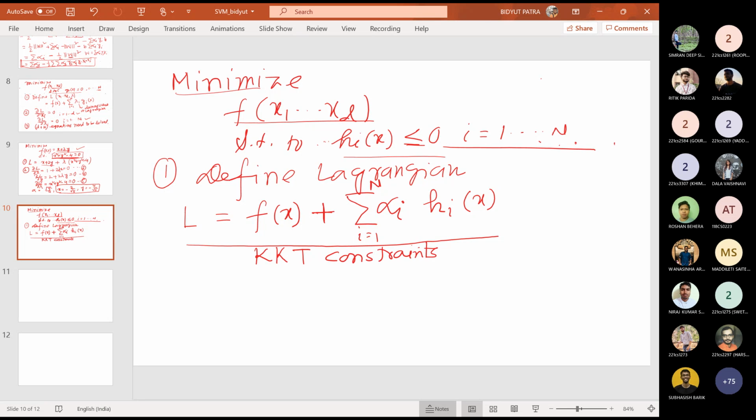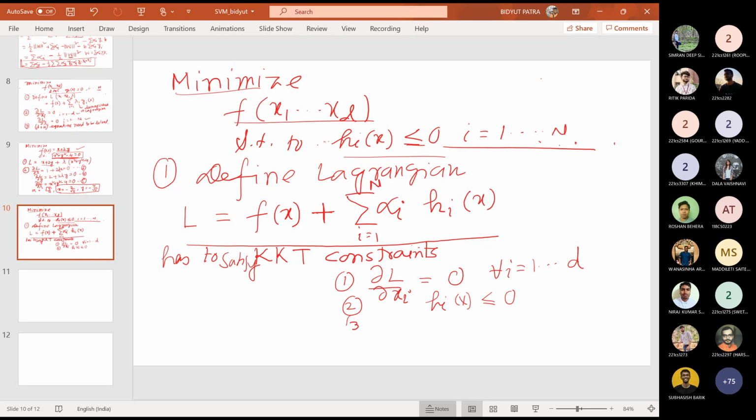So this has to satisfy the KKT conditions. So what is that? Let me write it here: delta L by delta xi should be 0 for i equal to 1 to d, for each variable here. Now what next? Next, obviously, this has to be satisfied: hi(x) less than or equal to 0.